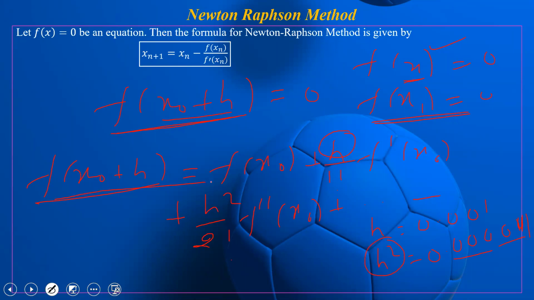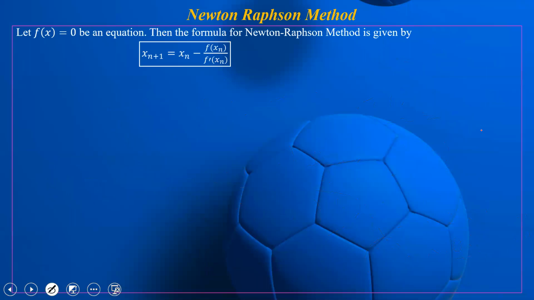So in this formula, let us put the higher powers of h, from h^2 onward, as 0, because the value of h is very small. Clearly h^2 is very small, and h^3, h^4, h^5 will all be very near to 0. So we have only the first two terms. So f(x0 + h) = f(x0) + h f'(x0).